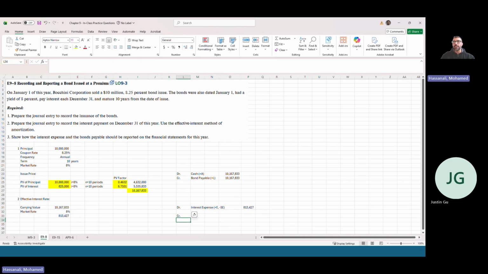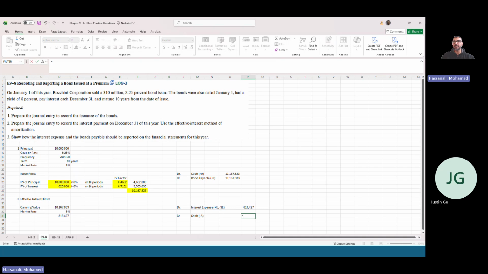We know that we have to pay actual interest using the coupon rate, and that's going to be the cash that leaves. So we know our credit is always going to be cash of actual interest that we pay, which is going to be the face value.